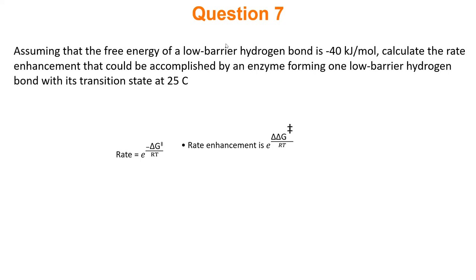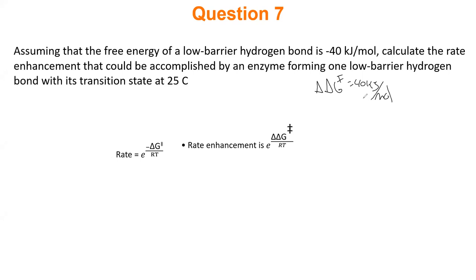All right, time is running short here. So let's go over this. Hopefully you're able to make some progress. So we're making one hydrogen bond that is 40 kilojoules per mole. So delta delta G double dagger is 40 kilojoules per mole.